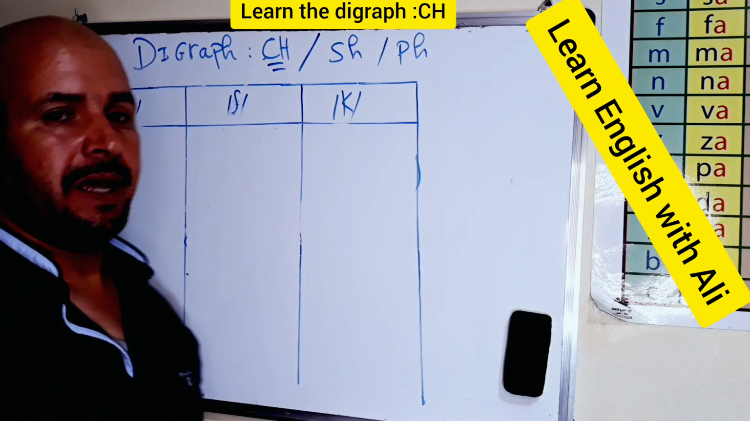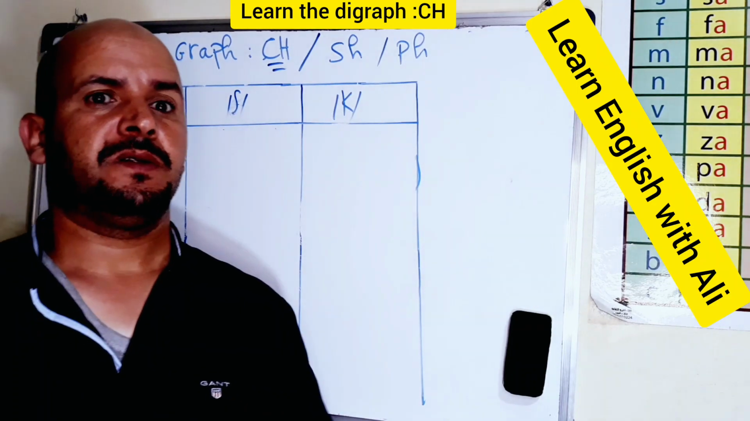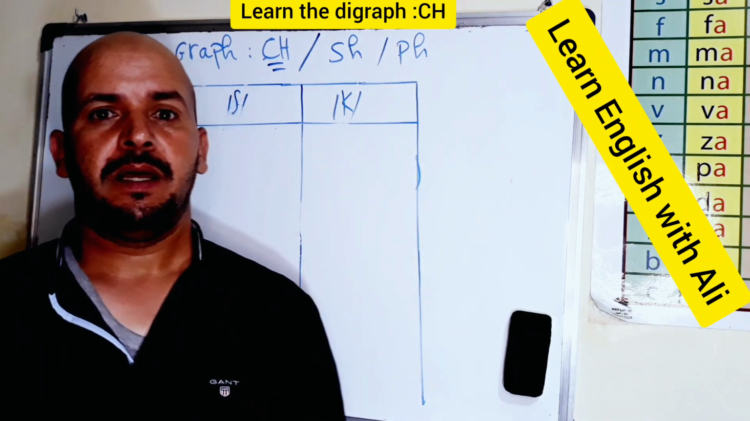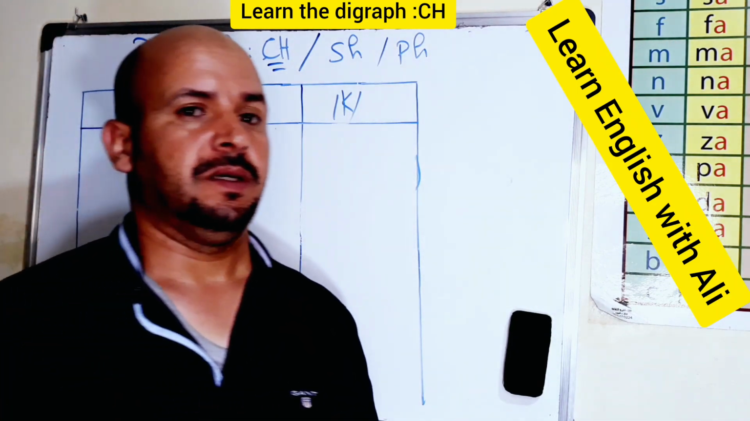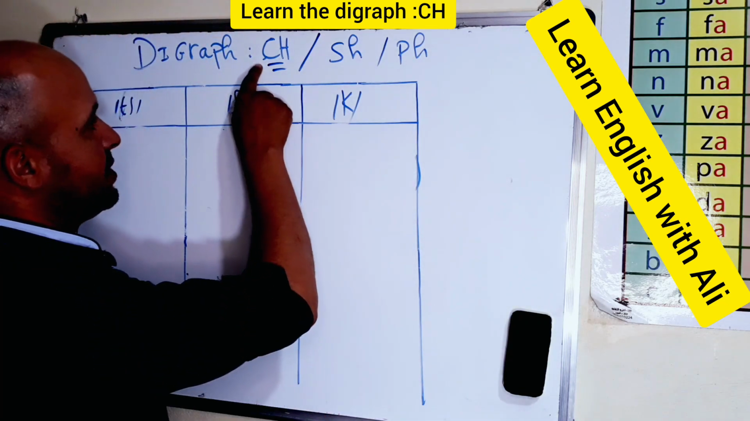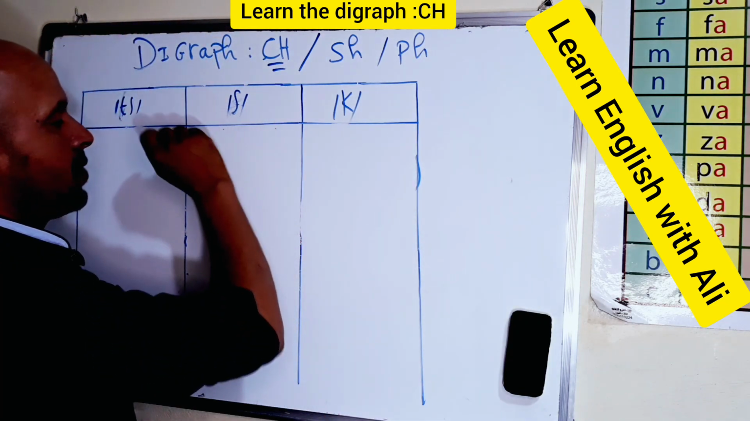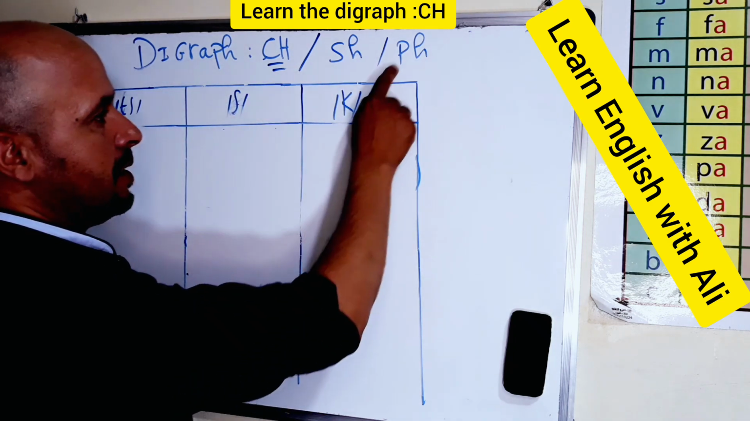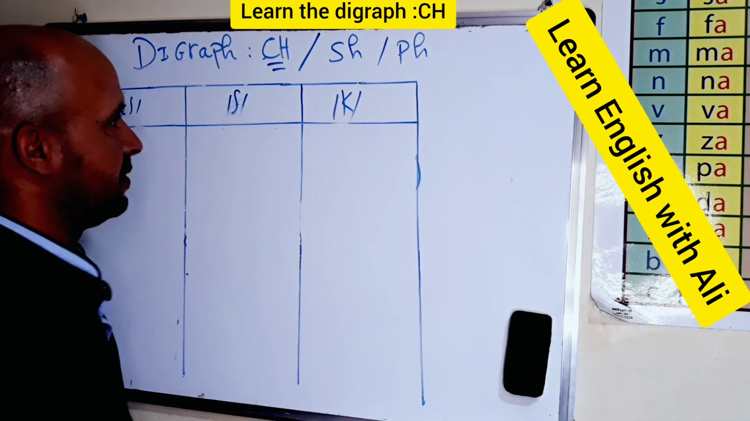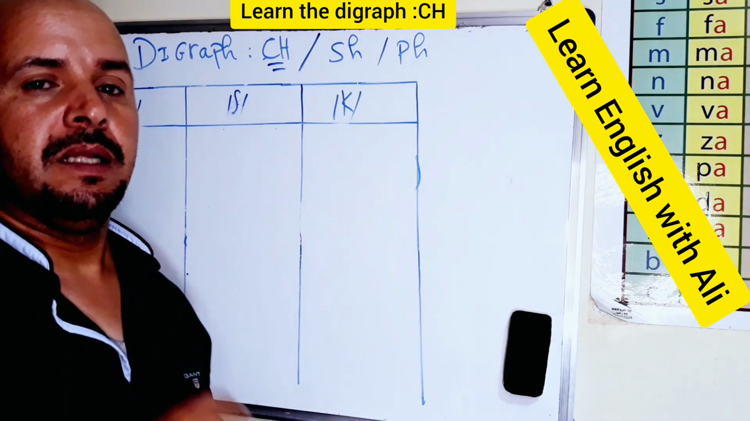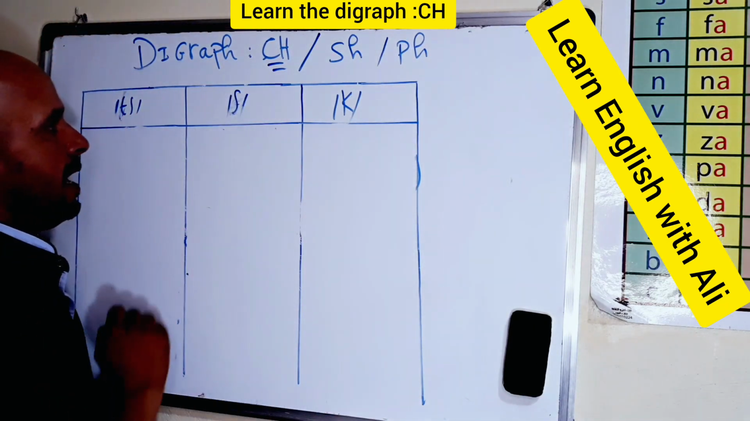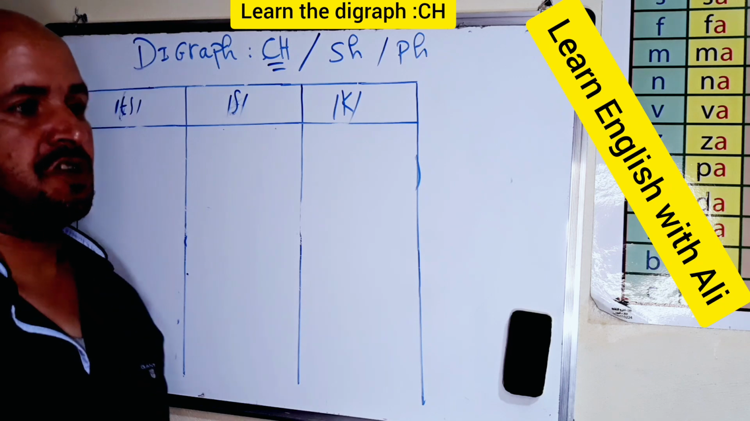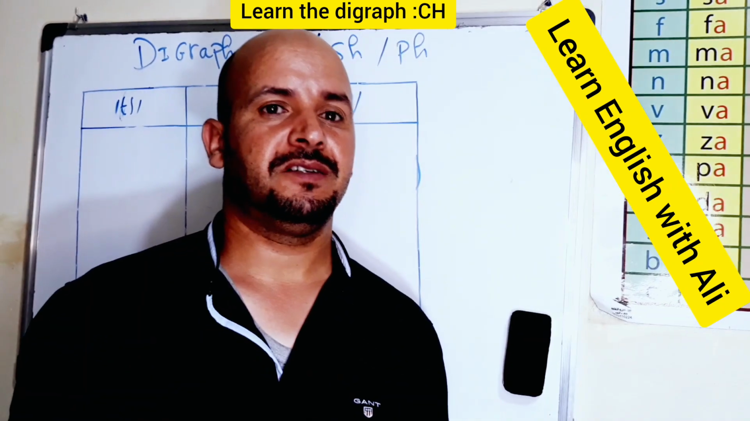A digraph is when two letters are written together and make one sound. That is to say, CH is a digraph, SH is a digraph, PH is a digraph. Let me focus on CH. CH has three ways of pronunciation.